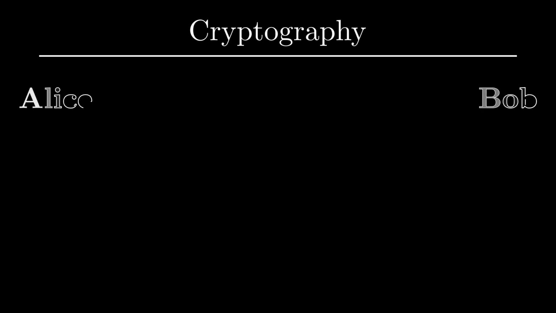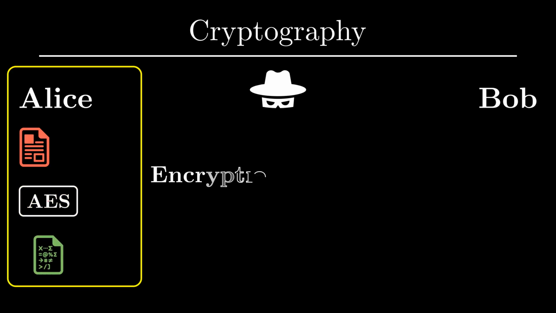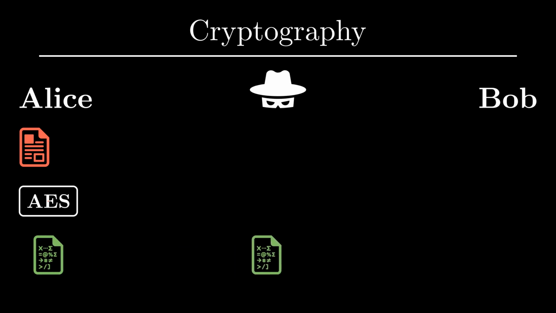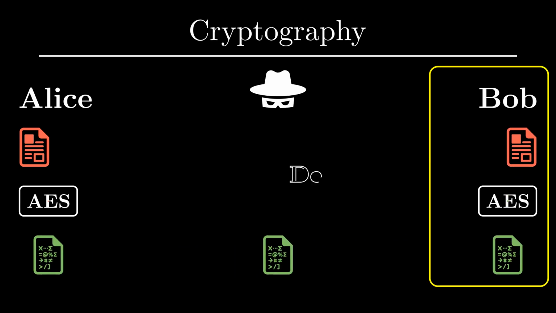The game of cryptography involves two players, Alice and Bob. Alice wants to send a secret message to Bob, but she doesn't want anyone else to read it. To do this, she uses a box called AES to scramble her messages, or what we call encryption. Bob, on the other hand, has the same AES to reverse the process, or what we call decryption.